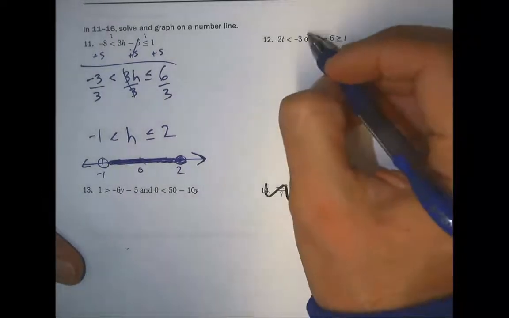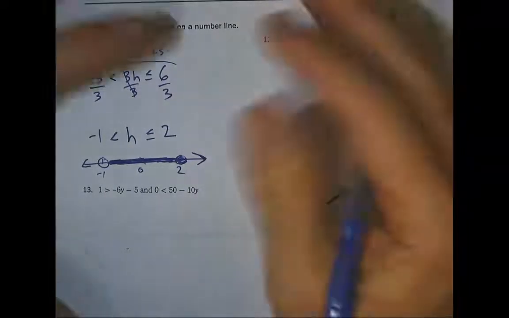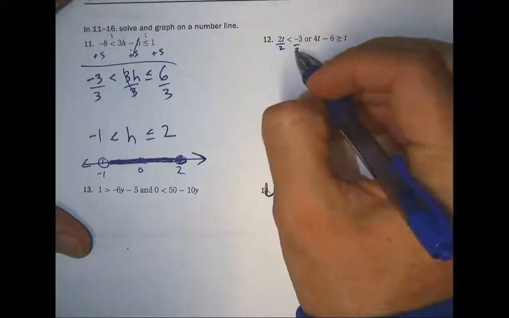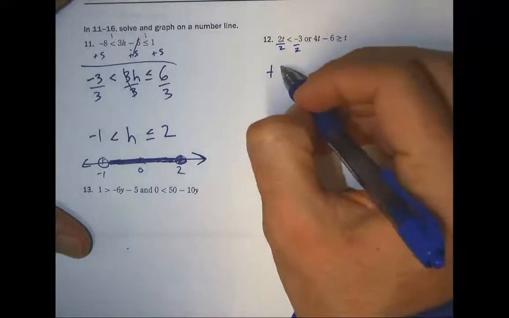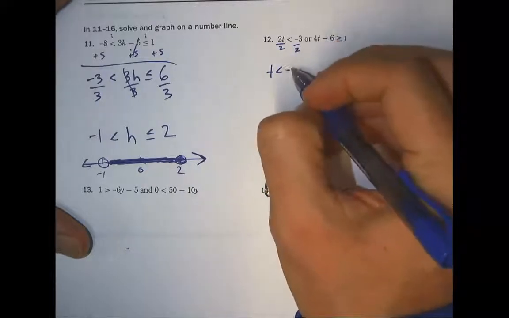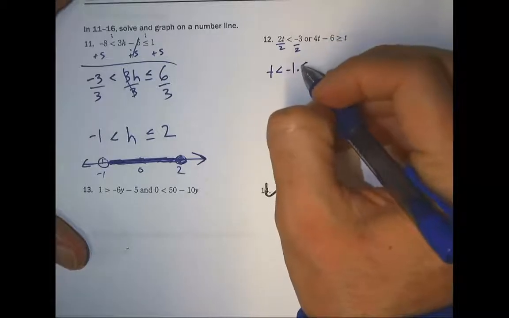All right, this one is an or statement. Either one can be true to make this whole solution true. They're separate, so we're going to solve them separately. Here we're going to divide by 2. T is less than negative 3 over 2, which if you actually divide that is a nice decimal. You can leave it as negative 3 over 2, but it's actually negative 1.5.